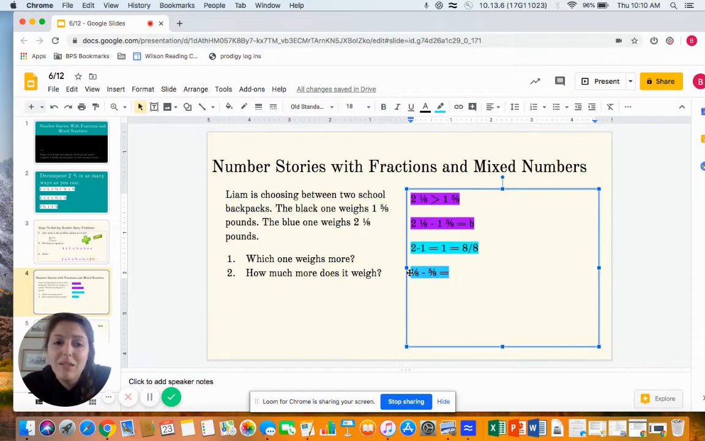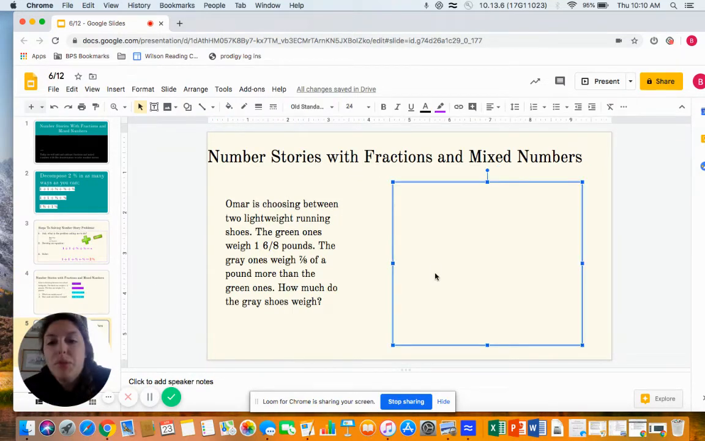So if I do that, I'm going to have my new problem of now 9/8 minus 5/8, and that'll give me my answer. Answer here, 4/8 of a pound. Really nice job. So let's try another one together.